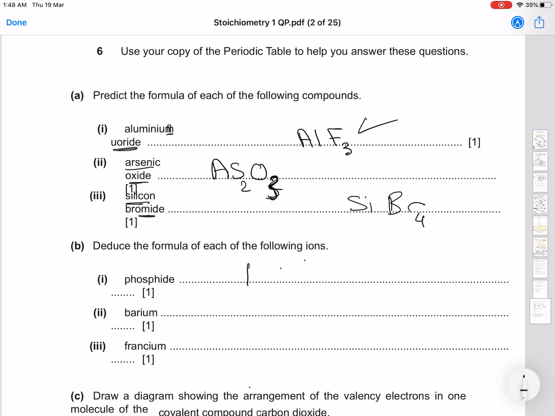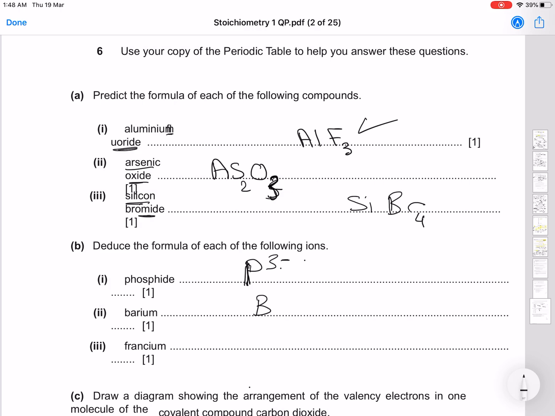Phosphide, so just go to where phosphorus is. You will find it is in group 5. That means it has 5 electrons in the outer shell. It needs 3 more electrons to have a complete outer shell. So it's P, and then I have a -3 over there. Okay. Barium, Ba.